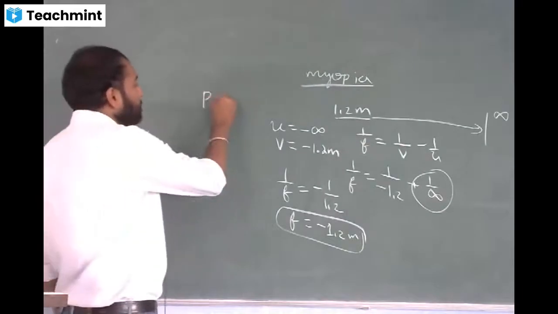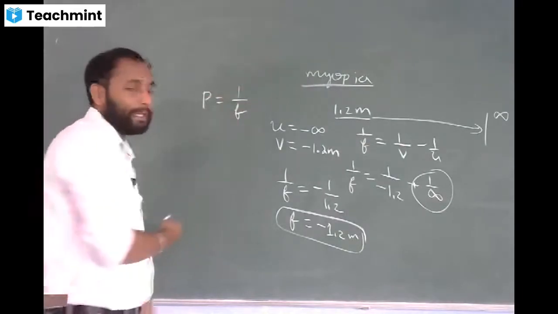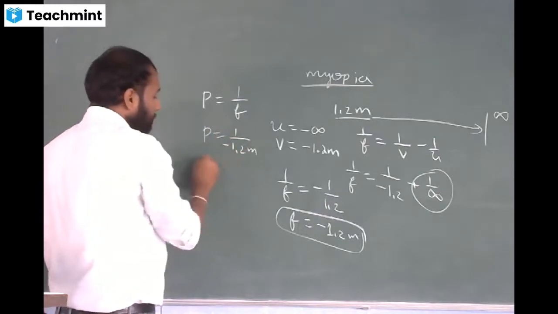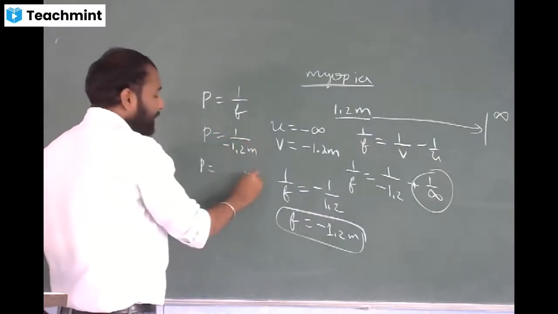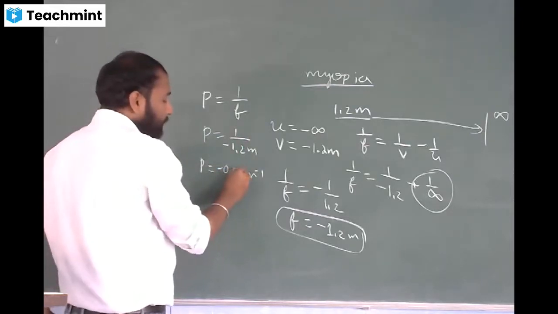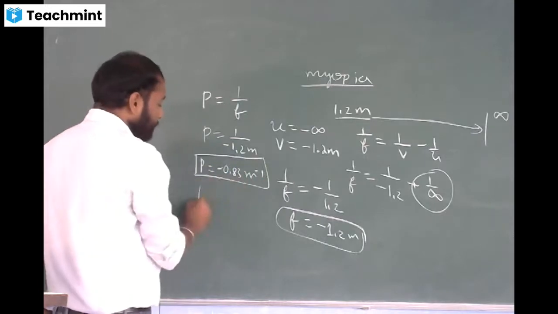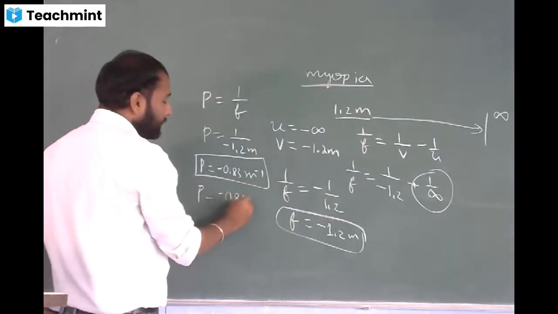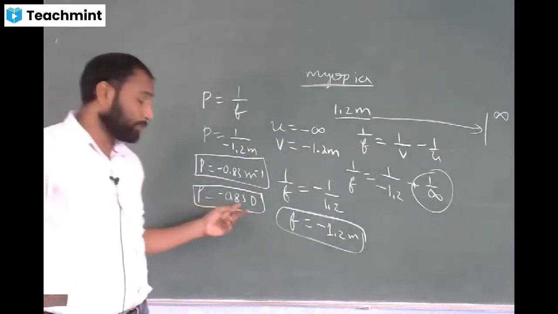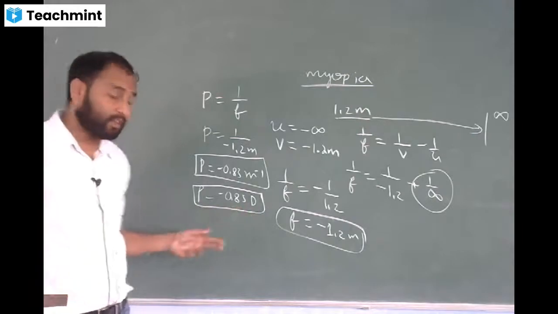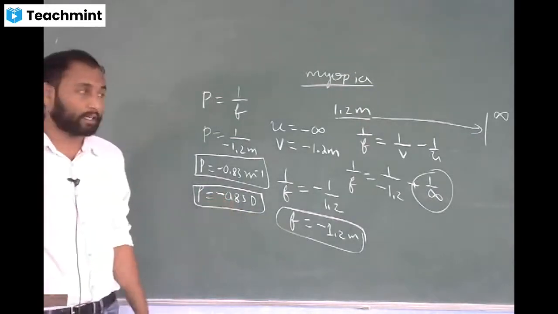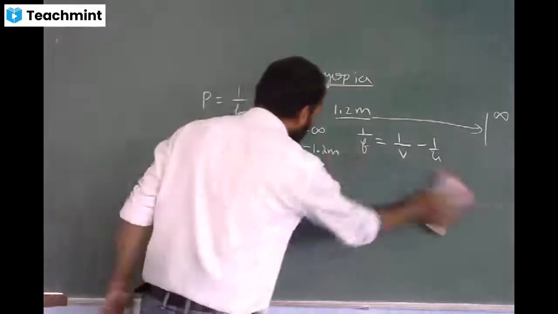We know the power of lens formula. It is the reciprocal of focal length. So P is equal to 1 by f. So P is equal to 1 divided by minus 1.2 meters. So meter goes up, it will become meter inverse. 1 by 1.2 is 0.8333. So power of lens is minus 0.83 meter inverse. We can write it as diopter. So power of lens is minus 0.83 diopter. So this minus symbol indicates the lens is concave lens or diverging lens. So up to here I have completed in last class.